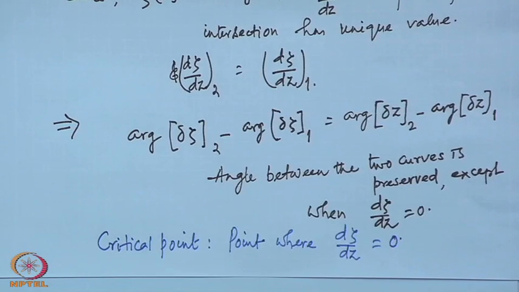Do not confuse them with singular points. At the singularity, the function itself is not analytic, the function is not well defined, while at the critical point the function is analytic, its derivative is well defined, but it is 0. Now, what will happen to the angle at the critical point?